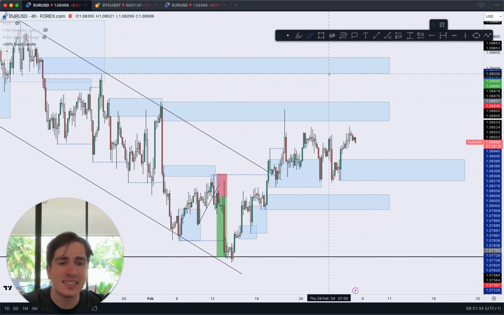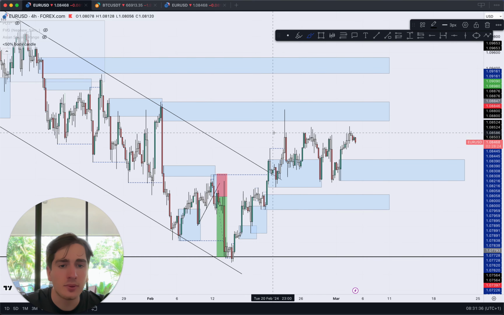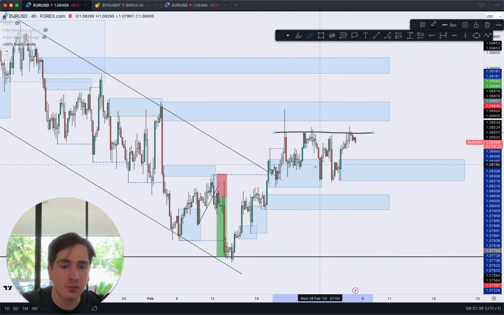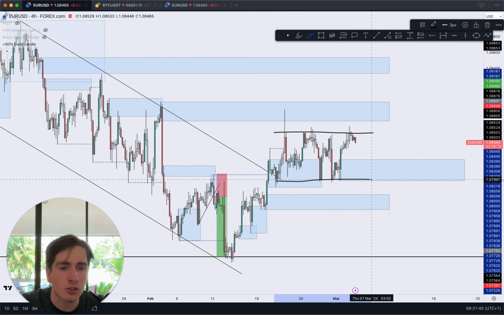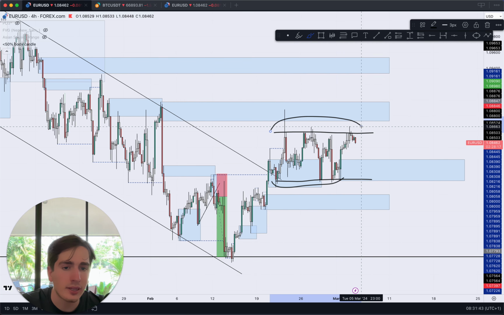EURUSD continued in towards the highs slightly. We haven't really seen anything interesting as of yet. As we can see, we've pretty much just found this area of resistance and we're still consolidating in between the lows and in between the highs.